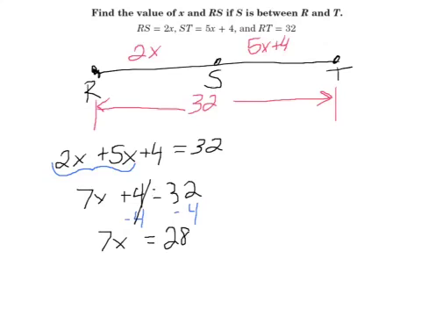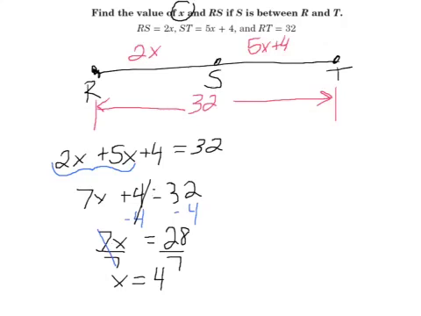Now, 7x means 7 times x. So to get rid of the 7, I'm going to have to divide. And remember, whenever you're solving an equation, you need to do the same thing on both sides of the equal sign. So that is going to eliminate my 7, leaving me with just an x. And then 28 divided by 7 is 4. So that gives me the first part of my answer, finding x.